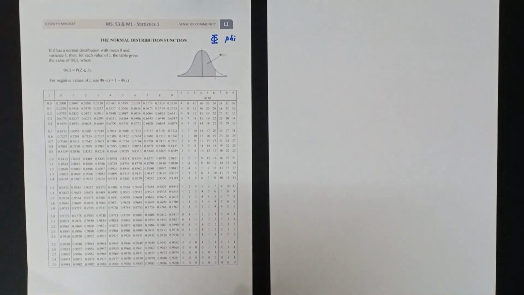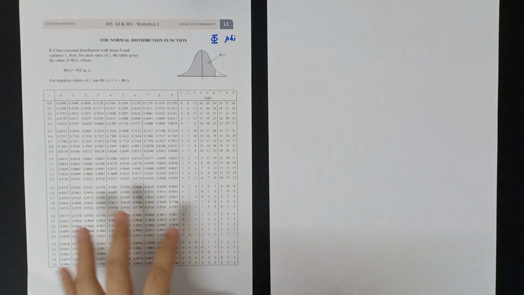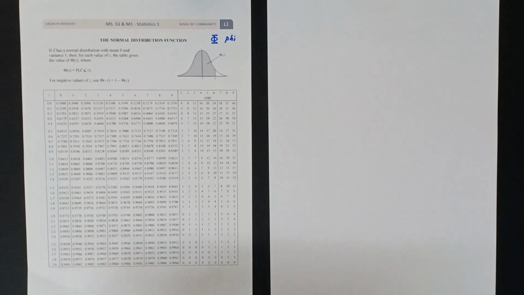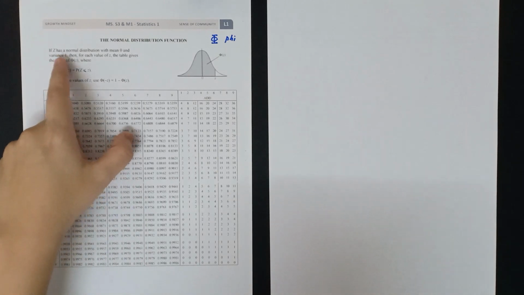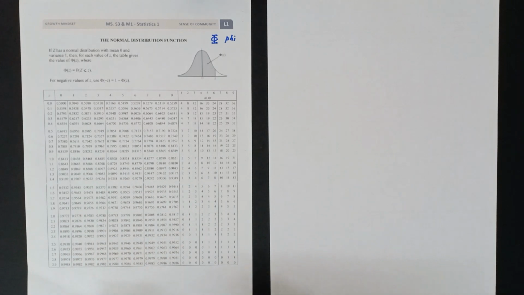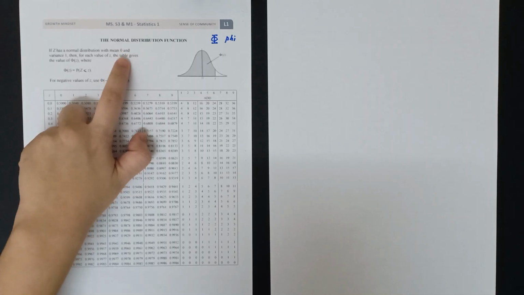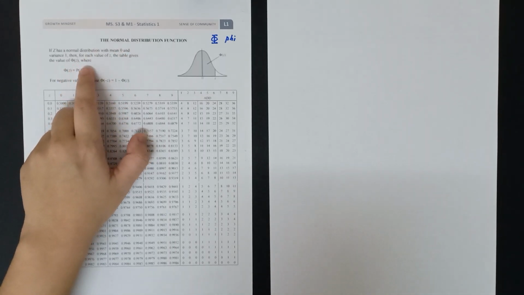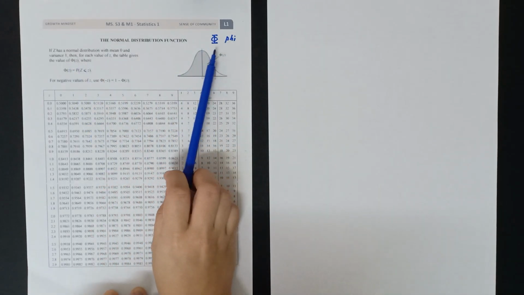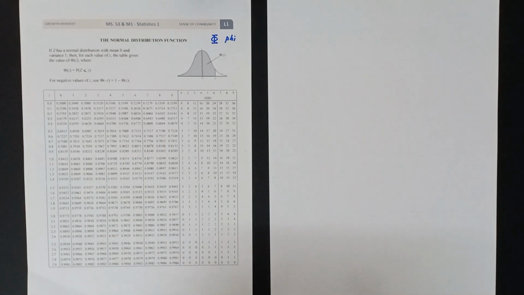Actually there are a lot of types of normal distribution tables, and this is just one of them. This is the table that will be used in your A-level external exam, so I'm going to teach using this one. In the introduction you can see that if Z has a normal distribution with mean equal to 0 and variance equal to 1, which is the standard normal distribution we talked about just now, then for every value of Z, the table gives the value of phi Z. You can see a symbol that you have never seen before. This symbol is called phi in maths.